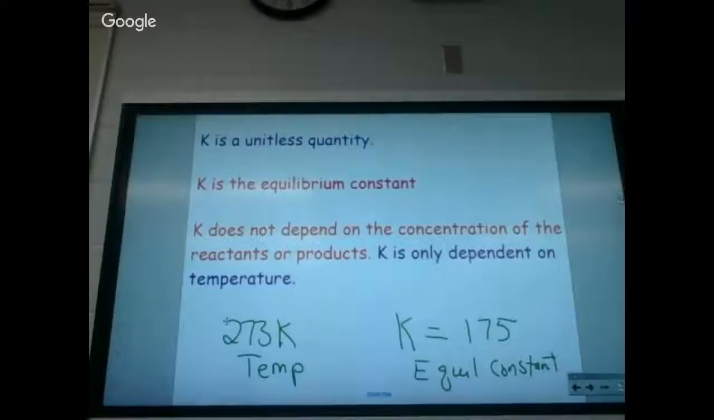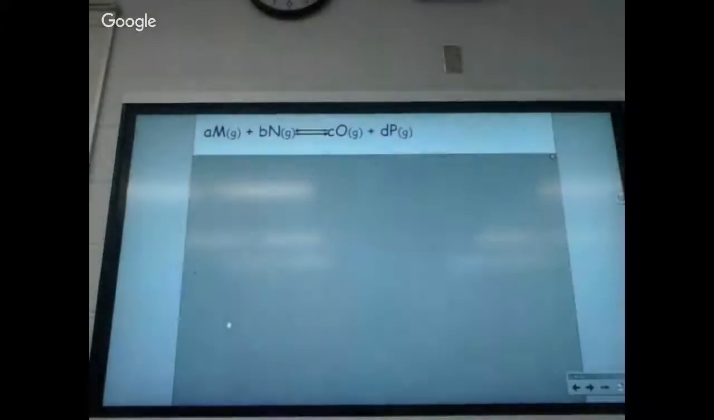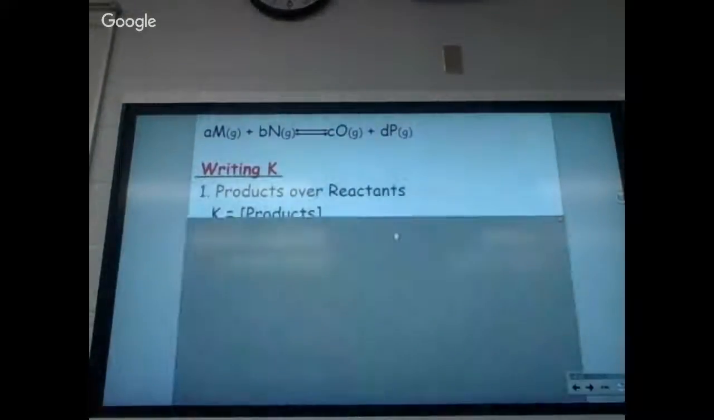Any questions on the difference between how we write K with temperature? Everybody okay with recognizing K equals as the equilibrium constant? Okay. Everybody good? All right, let me see what I've got. Don't write yet. Oh yeah, these are the rules.